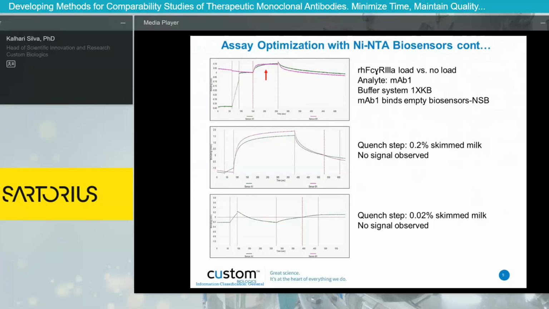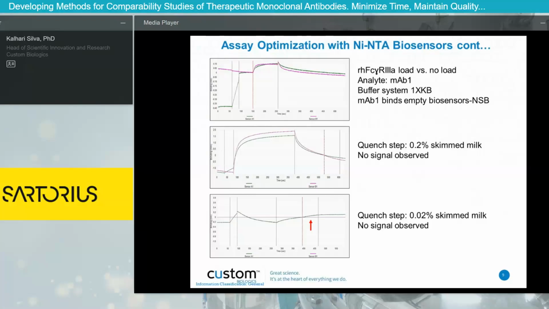So then we wanted to move into different blocking reagents. That's where we started pursuing skimmed milk. We used skimmed milk and performed a blocking step, but most probably that caused quenching of the signal, and we do not see any signal at all. We proceeded to reduce the skim milk concentration, but still we did not see a very high differential in terms of binding versus no binding. So we had to continue our optimization experiments.